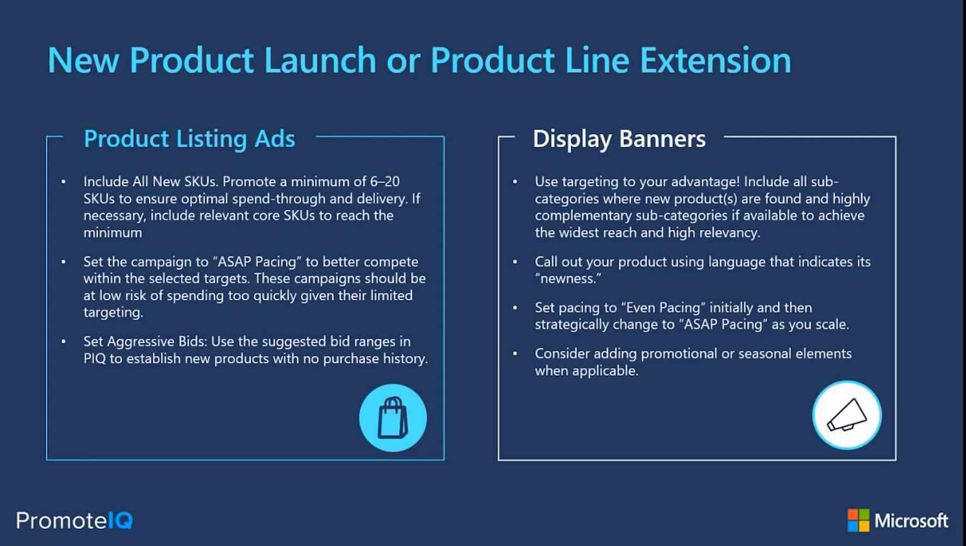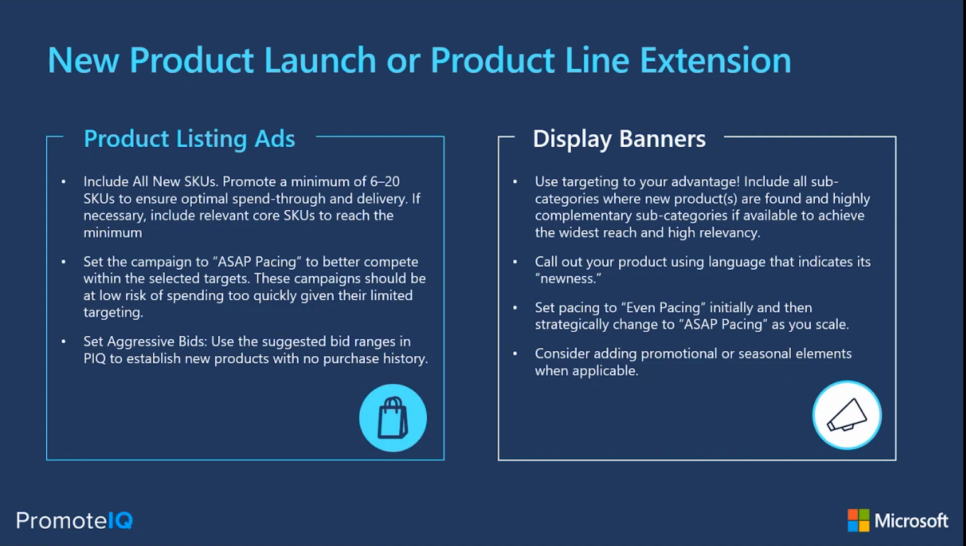Set aggressive bids using the suggested bid range in Promote IQ as guidance to establish new products with no purchase history. If you are including substitutable or complementary core SKUs in your campaign, set their bids 15 to 25% lower than the new product SKUs to help prioritize the new products.